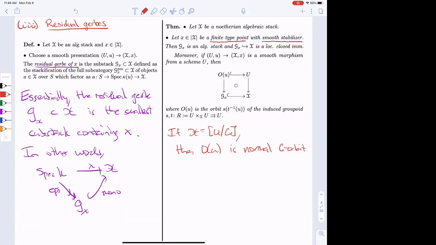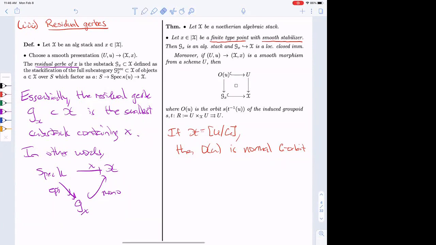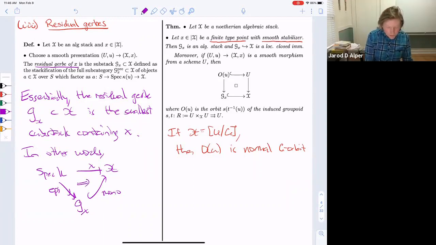Sure. You have this commutative triangle with Spec K into X, and then an epi and a mono. Is that a true commutative triangle? Yes. And it satisfies some kind of universal property. I might forget which way the arrow goes, but if you have some other Z here and a factorization of an epi and a monomorphism, I think it goes this way.